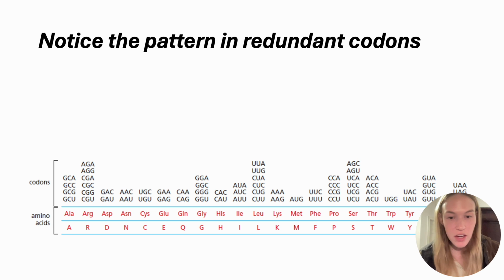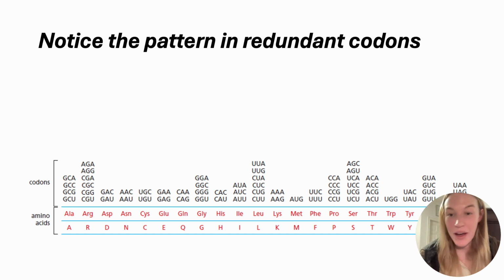Okay. Now I also want you to notice some patterns with these redundant codons. So if we look at alanine here, the first base seems to always be a G. The second base always seems to be a C. The third base could be an A, C, G, or U. If we look at glycine, we can see a G, and then the third base could be an A, C, G, or U. So what does that tell us? Well, it seems to tell us that the first 2 bases are very important for telling us which amino acid it's going to be, whereas the last base does not seem as important. It could be an A, it could be a C, it could be a G, it could be a U.